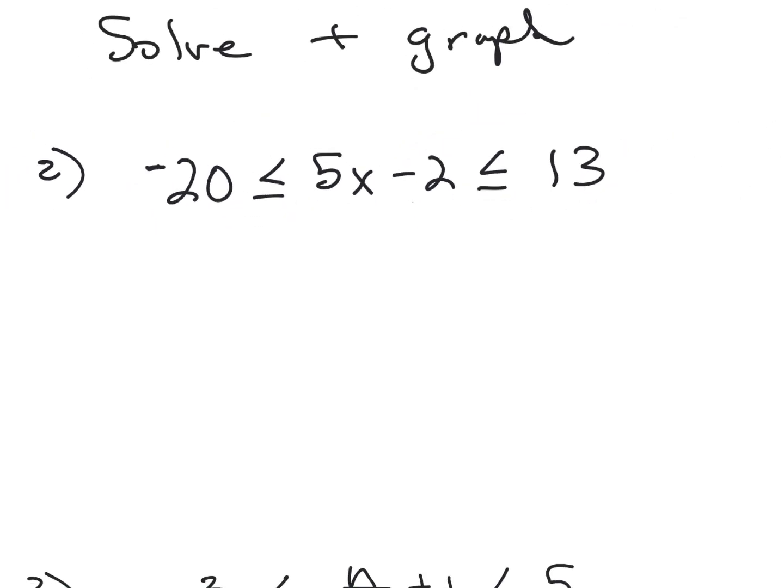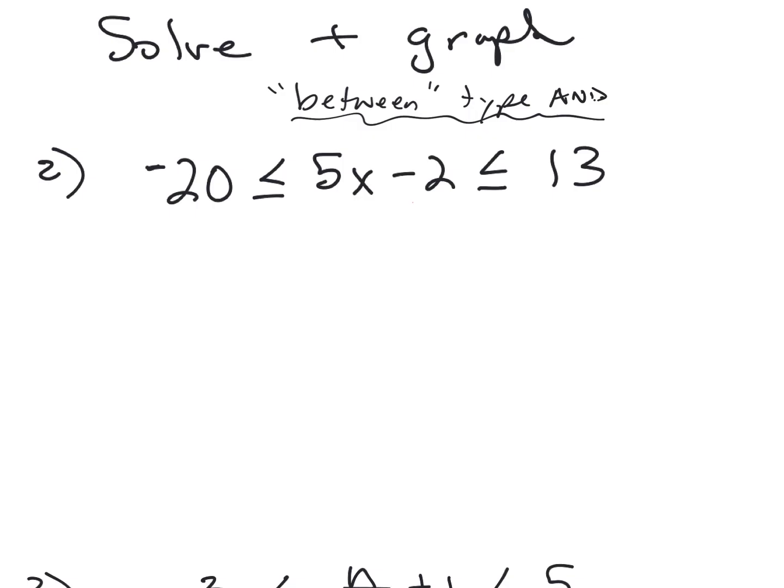Now, if you watch another YouTube video, it might ask you to rewrite it as 5x minus 2 is less than or equal to 13, and 5x minus 2 is greater than or equal to -20, and then solve those two separately. But I will not give you credit for breaking it apart into two inequalities because we want you to learn how to solve a between style. So this is a between type of compound "and" sentence, and we want you to learn how to solve it without separating it.